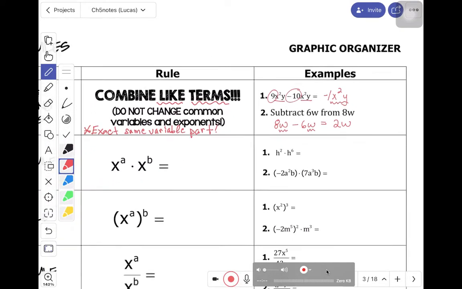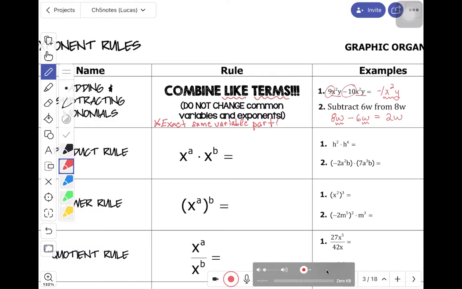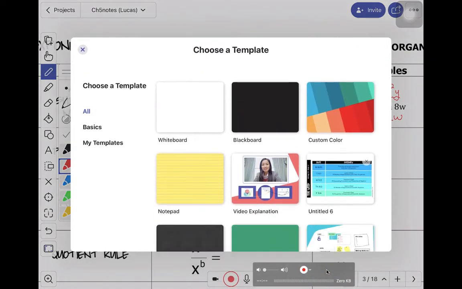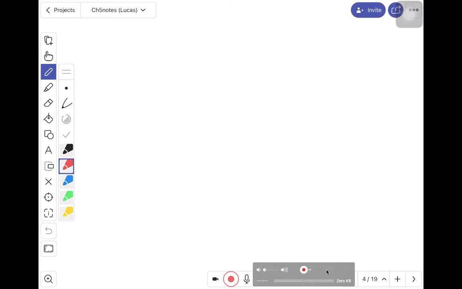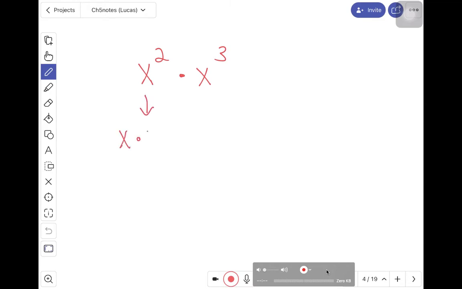Now what we're going to talk about is what happens if we multiply or divide monomial pieces. Back in the day, this was a shortcut. What we're about to take care of is something as simple as x squared times x to the third. Before we had these cool little shortcuts, you might think about this problem as x squared, which we know is just x times x, and x to the third is just x times x times x.